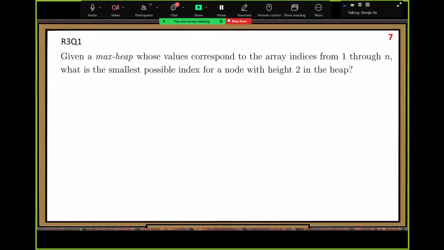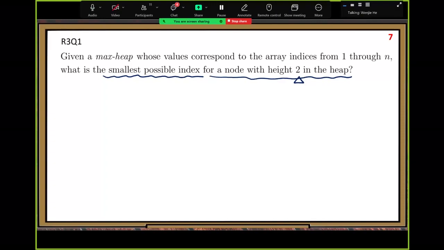If you understand the basic structure, then it's not too hard. So here, let me just show you these 4 examples. First one: given a max heap whose values correspond to the array indices from 1 through n, what is the smallest possible index for a node with height 2 in the heap? Height 2.